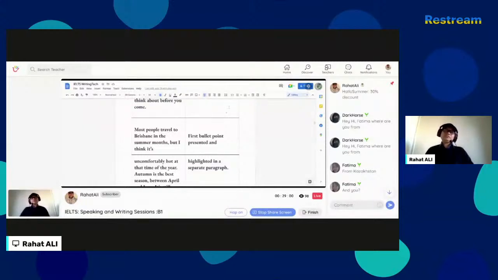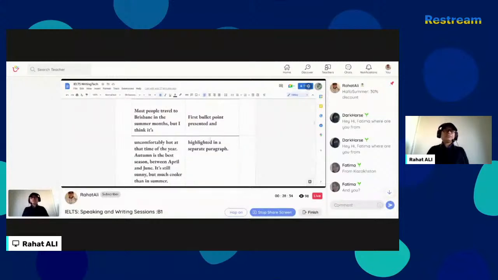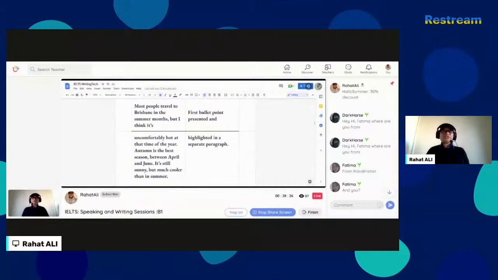Now the next line. Most people travel to Brisbane in the summer months, but I think so. First bullet point, and present it. You're giving the explanation of why people visit. I think it's uncomfortably hot at that time of the year. Autumn is the best season between April and June. It's still sunny but much cooler than in summer, highlighted in a separate paragraph.